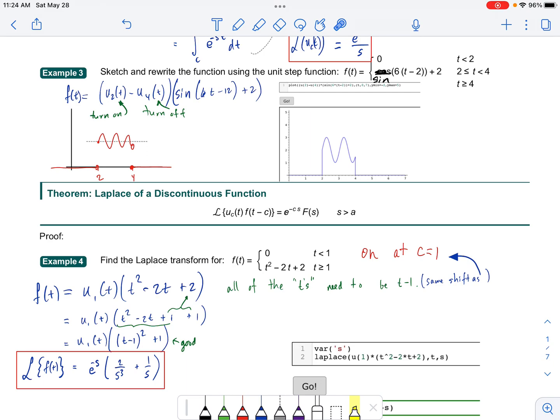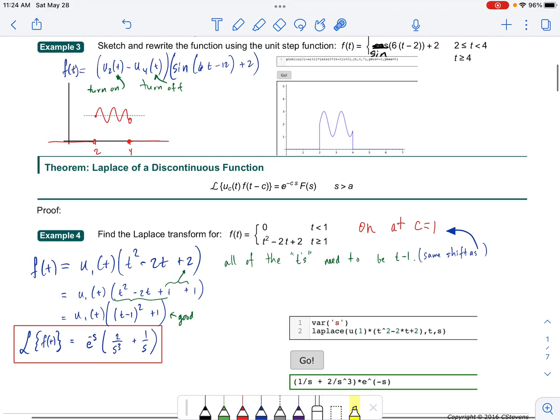So we said it should look something like this here. It's 0 until you hit 2, then a sine function that's shifted up until 4, and then it drops back down to 0. And using Sage Math, we saw that, yep, that's exactly what it does look like right here.